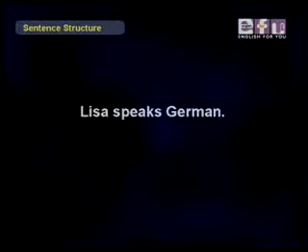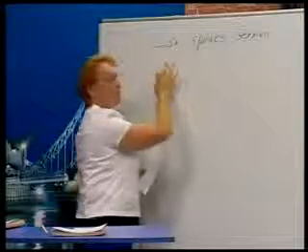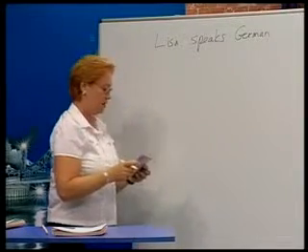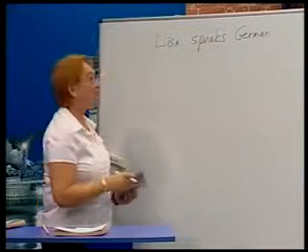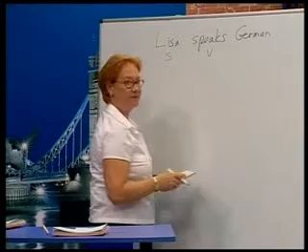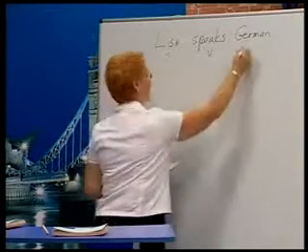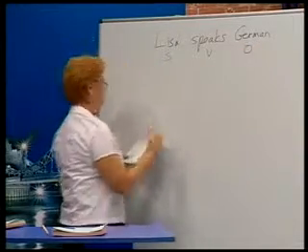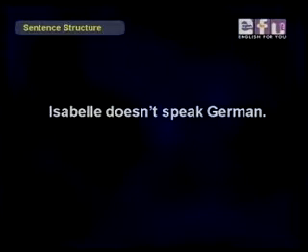Here's a sentence. Lisa speaks German. Okay, Lisa, what is the subject? Lisa. Good. Isabel, what's the verb? Speaks. And Ali, what is this? It is the object. Good. Okay, here's another sentence. Isabel doesn't speak German.